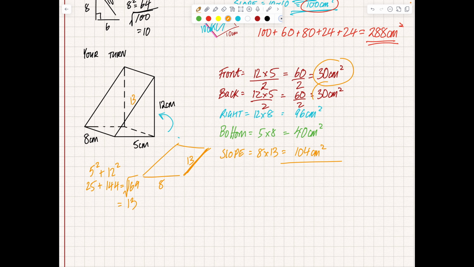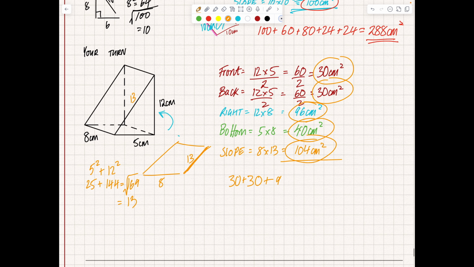I've got my 5 faces, front and back, right-hand side now, bottom and slope. Make sure you're writing down the adding all of those together. So 30 plus 96 plus 40 plus 104 plus 30. And your final answer should be 300 centimetres squared. So your 30 plus your 30 plus your 96 plus your 40 plus your 104 gives you a total of 300 centimetres squared.